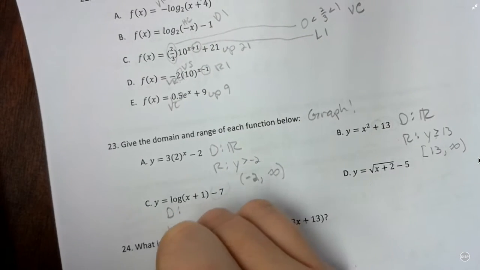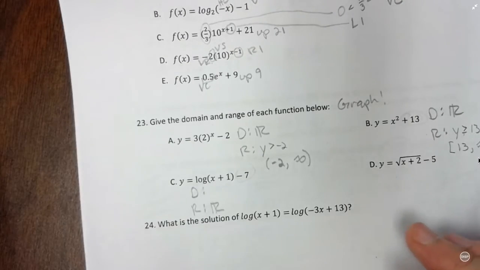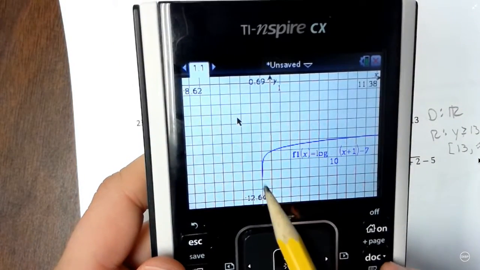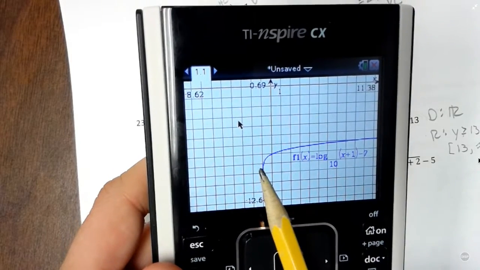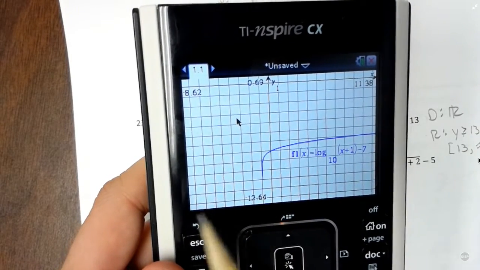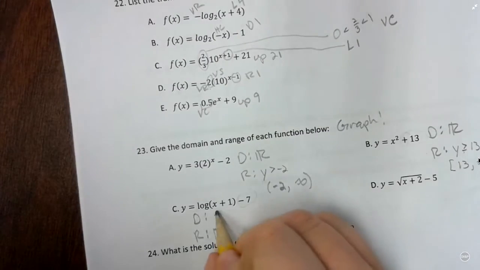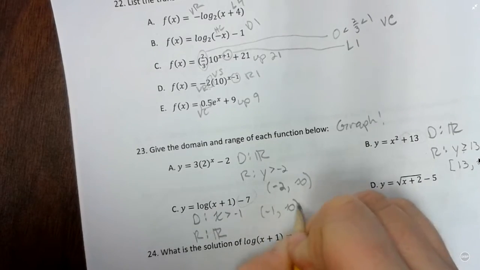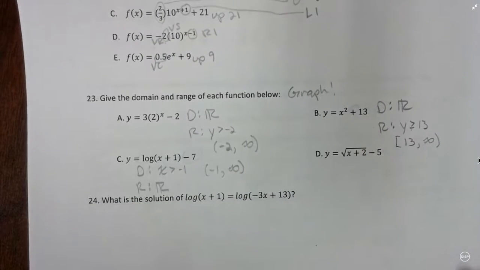Domain we'll check in a second. Range, we know it's all real numbers. Then you have to find your vertical asymptote, which is at -1. So the furthest left I can go on this graph is -1, but I can keep going to the right. So my x's are all greater than -1. So x is greater than -1, or you might see -1 to infinity, kind of like that one was for the range.